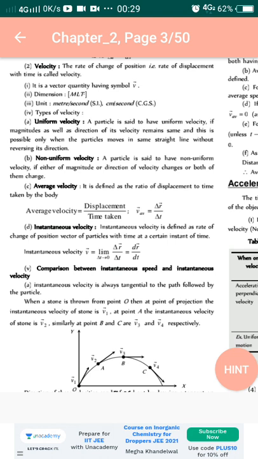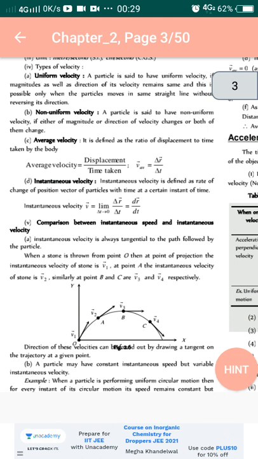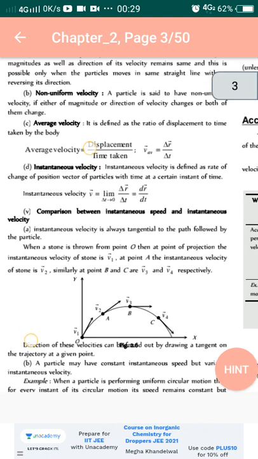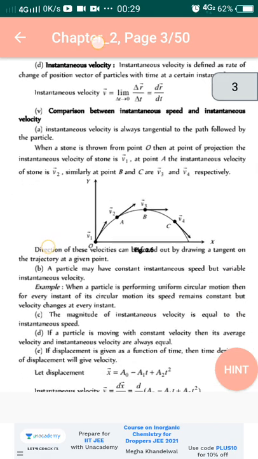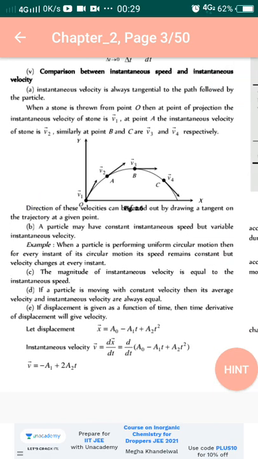Then comparison between instantaneous speed and instantaneous velocity. Instantaneous velocity is always tangential to the path followed by the particle. When a stone is thrown from point O, then at a point of the projectile, the instantaneous velocity is v1, at point A the instantaneous velocity is v2, and similarly at points B and C, v3 and v4 respectively. The direction of this velocity can be found by drawing a tangent on the trajectory at a given point.